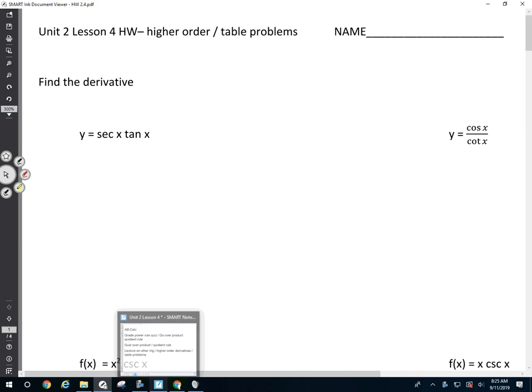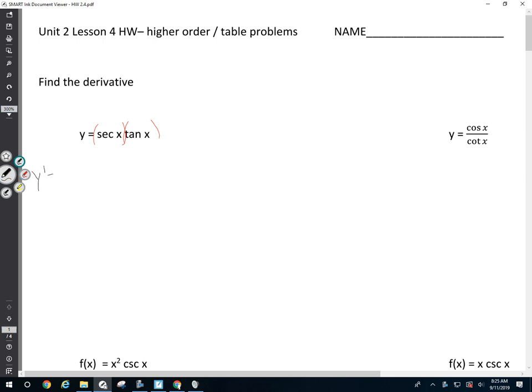All right, here is our fourth homework key. Start off with a good one. Derivative of secant times tangent. It's important to realize this is a product and we have to use the product rule. Now watch how kind of crazy this will become.